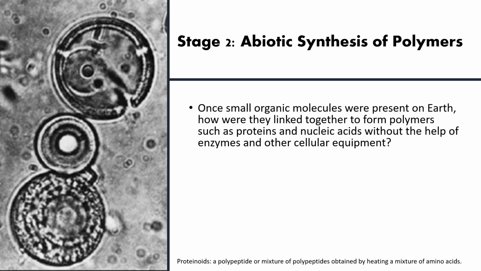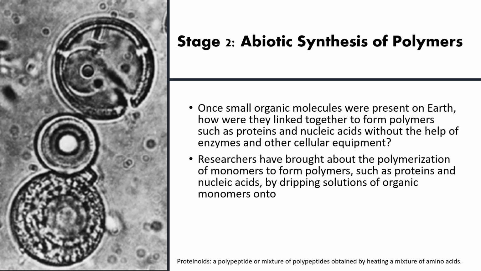Remember, in our bodies and on the planet today, we have enzymes and other cellular equipment that help produce proteins and nucleic acids. But this very first abiogenesis of polymers has to happen without life. So abiotic means there's no life. Researchers have studied this and have brought about polymerization of monomers to form polymers, and they've done this spontaneously.